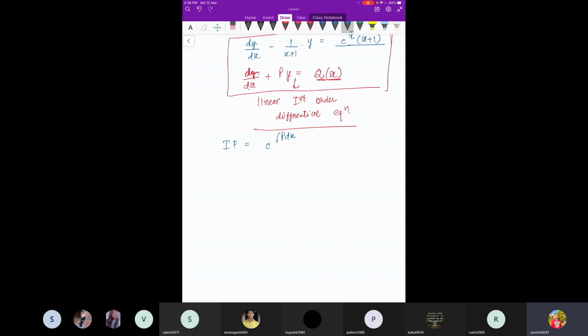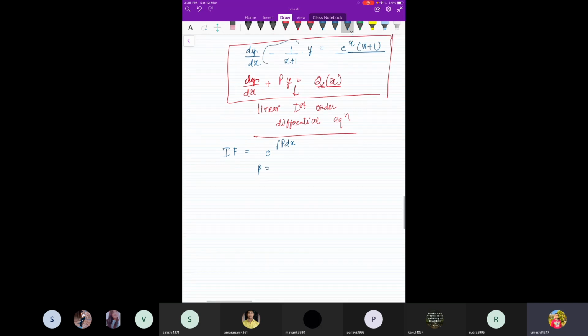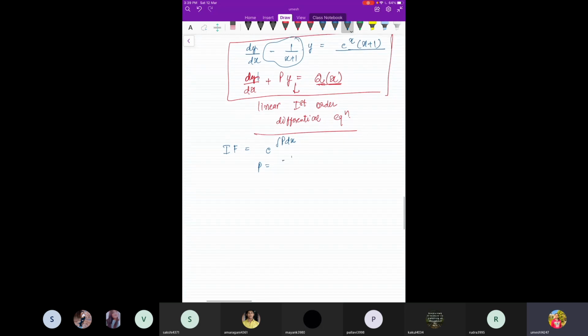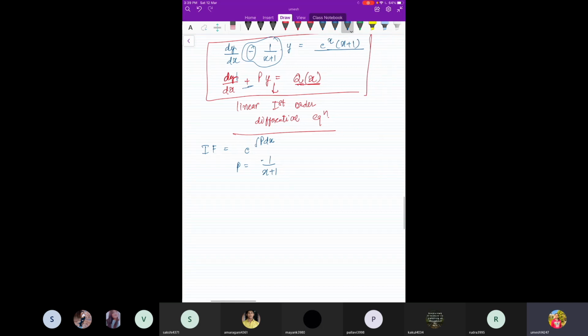Okay, so what is the value of p here? This is the value of p: minus 1 upon 1 plus x, minus 1 upon x plus 1. We have to consider this sign also, like the equation is in the form of plus, no. So we will consider plus here, so a negative sign comes with x plus 1. So p is equal to minus 1 upon x plus 1, and the value of q is equal to e to the power x into x plus 1. Fine.